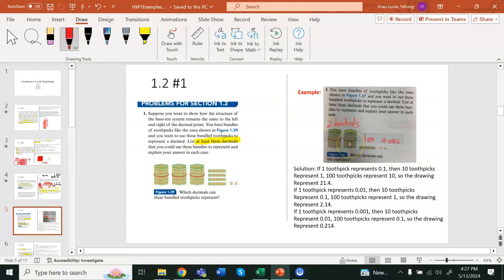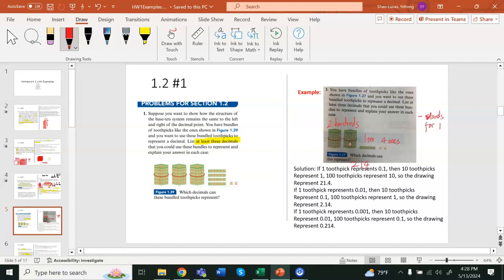So the drawing, if they just give us the drawing or just the real objects, can represent many different numbers. Different from section 1.1, where we only considered whole numbers, counting numbers, we didn't have any decimals. So if 1 toothpick stands for the number 1, then 10 of them is the number 10, and 100 of them is 100. Put them together, that's going to be 214.